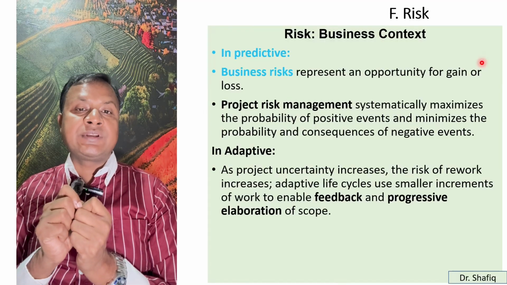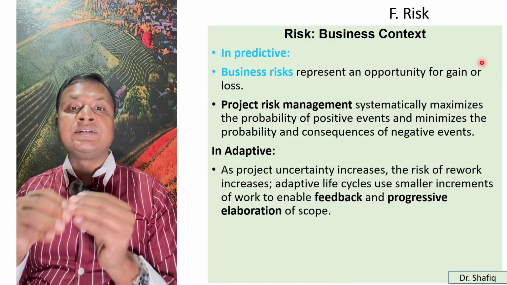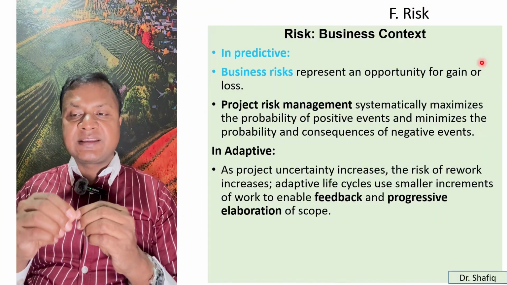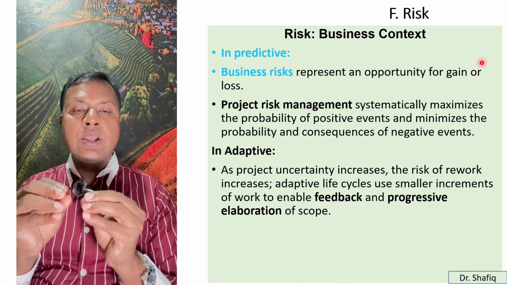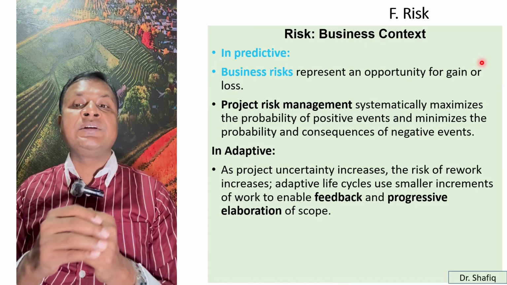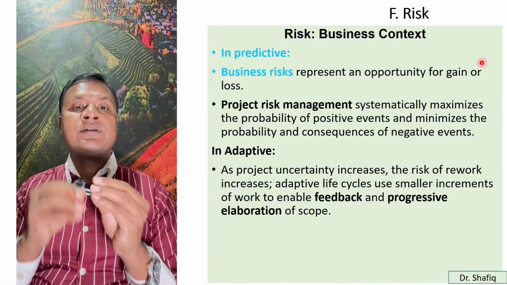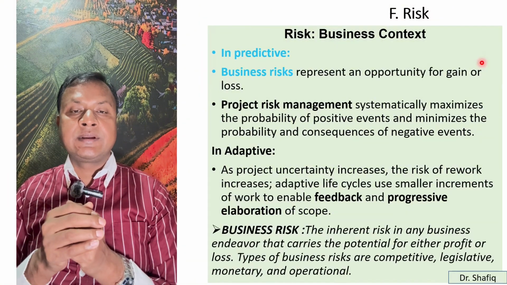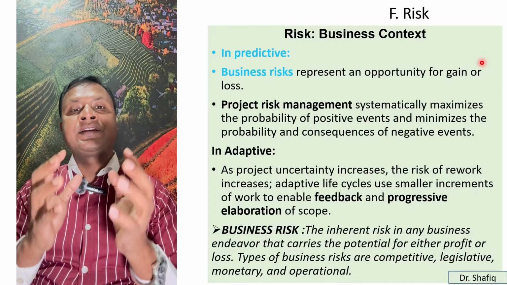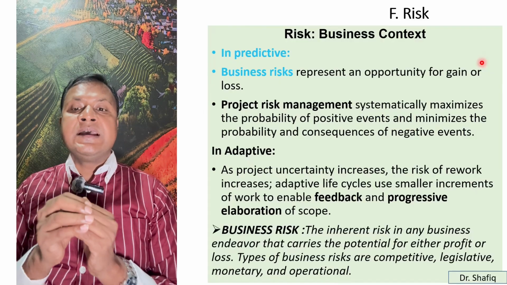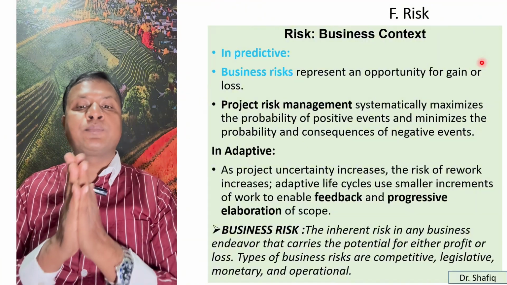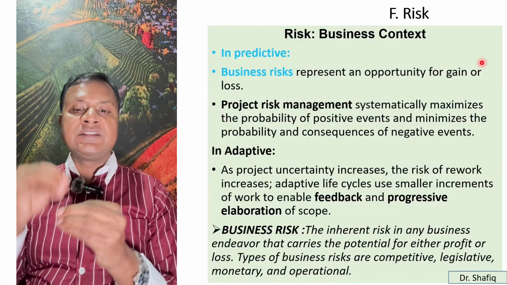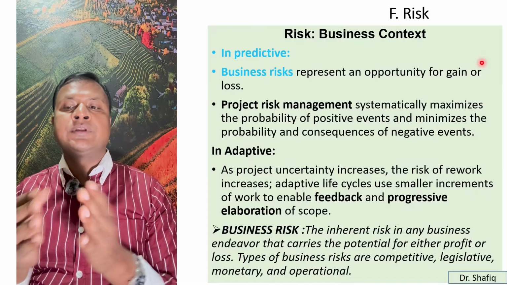In the adaptive approach, actually, as project uncertainty increases, the risk of rework increases. Adaptive life cycle uses smaller increments of work to enable feedback and progressive elaboration of the scope. That's why in each iteration, you have to face these uncertainties. So business risk is the inherent risk in a business endeavor that carries the potential for either profit or loss. Types of business risk can be competitive, legislative, monetary, or operational.